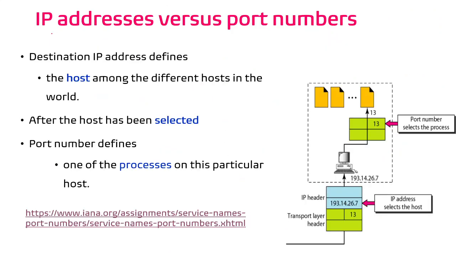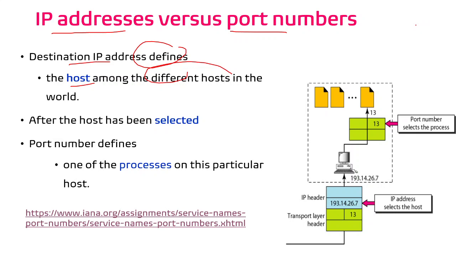What are IP addresses versus port numbers? How are they related here in the transport layer? We all know the destination IP address defines the host among the different hosts, right? A number of hosts are there.